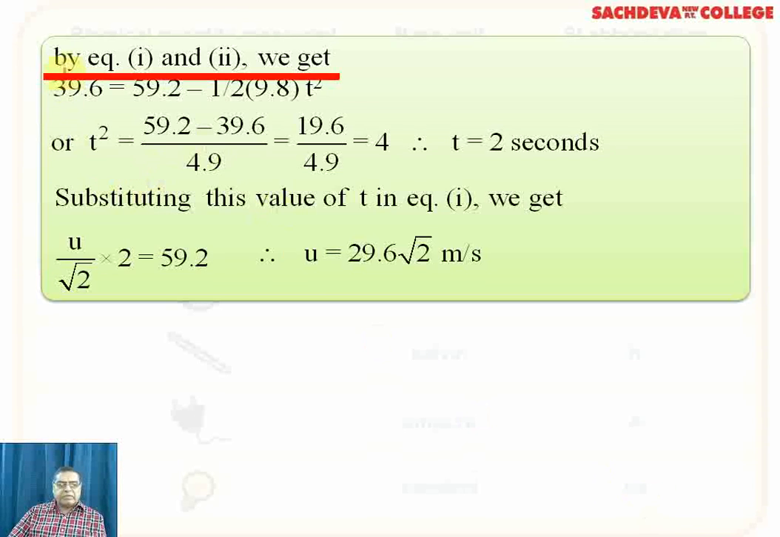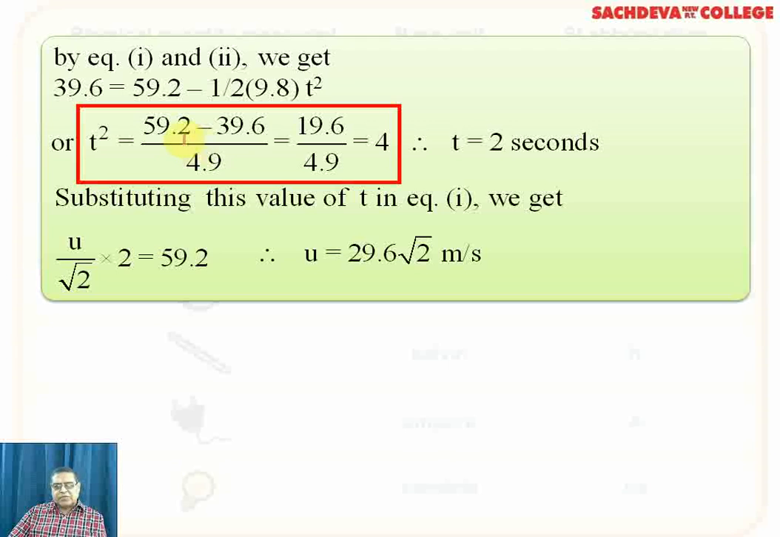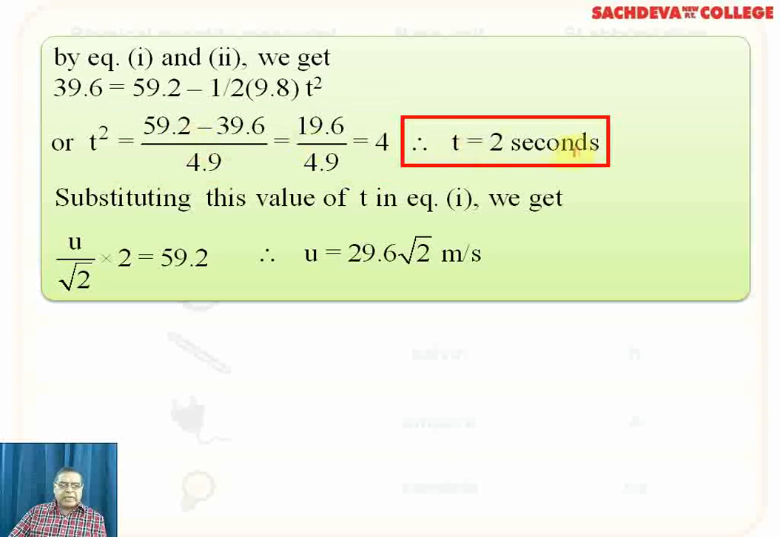We simplify this equation and it will become quadratic in time t. So from equations 1 and 2, we get 39.6 is equal to 59.2 minus 1 over 2 into 9.8 t square. From this equation, make the subject of the equation as t square. So t square after the transformation is calculated as 4. We have taken the square root, so t is equal to 2 seconds.